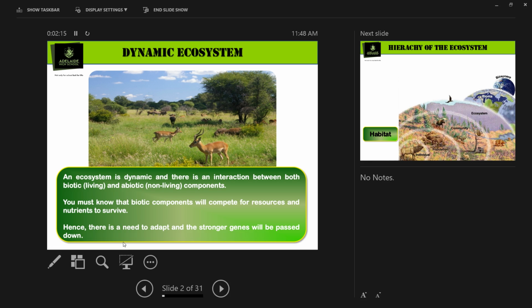But what we need to know within those areas, you need to have an organism which is strong enough to survive harsh environments or even adapt to a new environment and passing down these genes to the next generation. I will come across the term adapt, stronger, pass down, survival in many sections, and that's the whole gist of the ecosystem. It's an interaction.